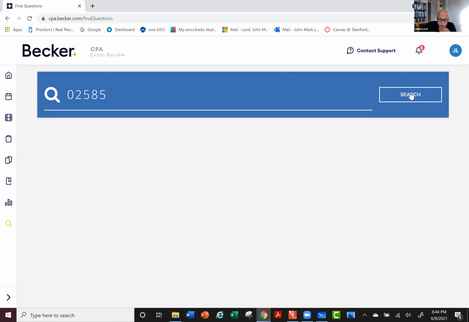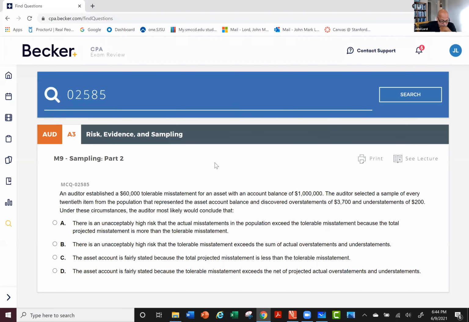Okay, all right, good. So let's go ahead and let's take a look at this question. Okay, and they tell us here that the auditor established a $60,000 tolerable misstatement for an asset with an account balance of $1 million. The auditor selected a sample of every 20th item from the population that represents the asset account balance and discovered overstatements of 3,700 and understatements of 200. Under these circumstances, what should the auditor do?